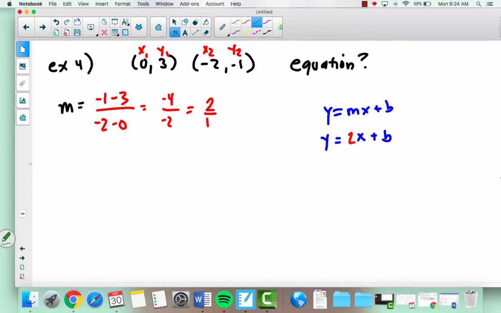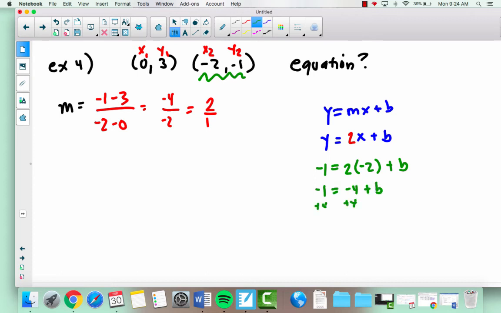What you could do is plug one of the 2 points in. Let's say I'm going to work with this point here. I'm going to plug the x and the y into my x's and y's here, and I'm going to solve for b. So I could plug in -1 where there's a y, and then plug in -2 where there's an x, and we're calculating b here. So if I solve, we get -1 equals -4 plus b. I could add 4 to the other side, and we get that b is equal to 3, which is that same ordered pair here, (0, 3).